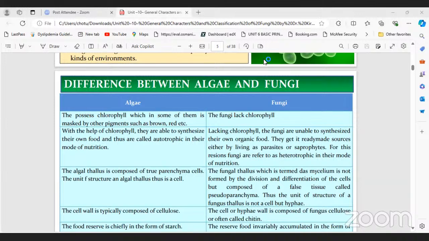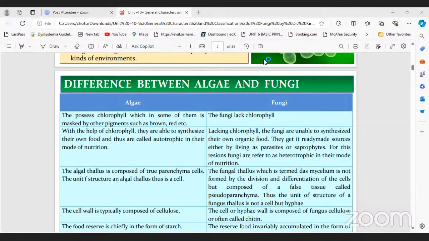For this reason, fungi are referred to as heterotrophic in their mode of nutrition. This is the most important character distinguishing fungi and algae. Algae prepare their own food material. Why? Because chlorophyll is present. That's why autotrophism. But here, fungi do not prepare their own food material. Why? Here, lack of chloroplast is there. That's why they do not prepare the food material. This character depends on other living organisms, as parasites or saprophytes. For this reason, fungi are referred to as heterotrophic in their mode of nutrition.